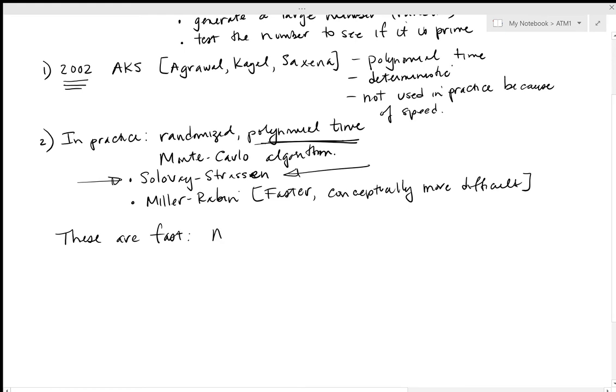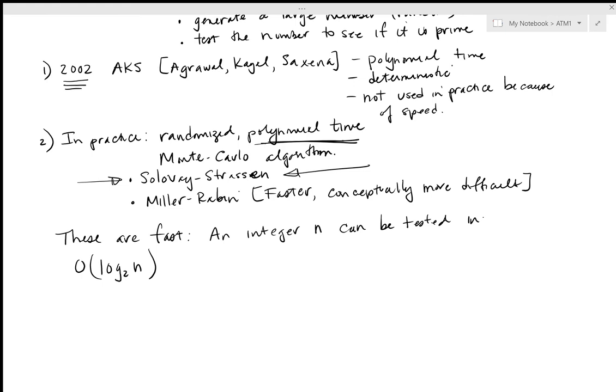Okay, these are fast. It's really remarkable. An integer n can be tested in time of order log to the base 2 of n. So if I pick some large number, well, let me just try to get the basic idea out.